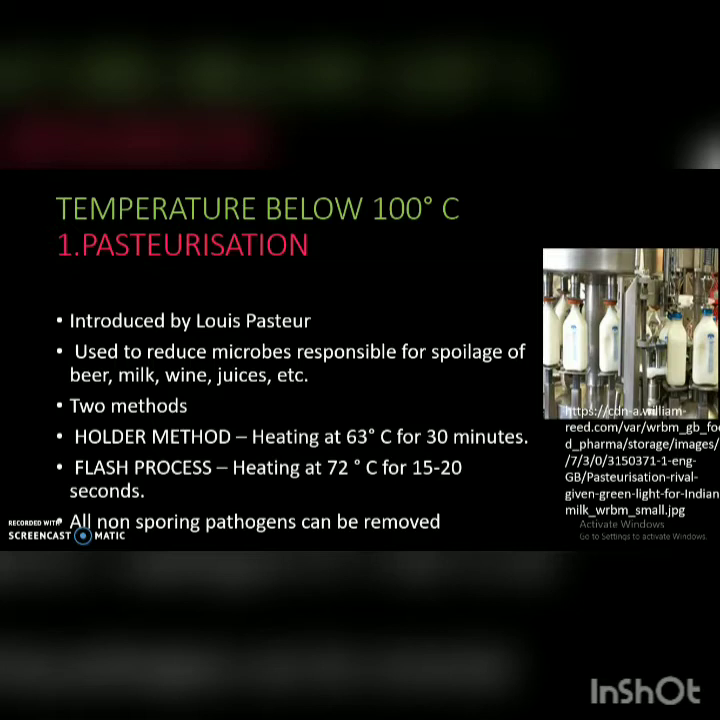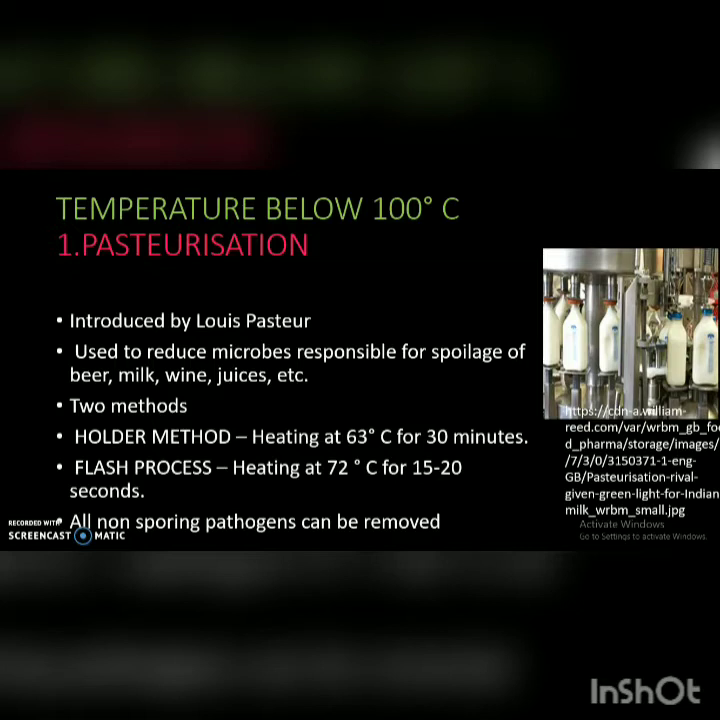First we can see temperature below 100 degrees Celsius. Pasteurization. You all are familiar with pasteurization. It was introduced by Louis Pasteur and it is used for reducing the number of microorganisms responsible for the spoilage of beer, milk, wine, juices, etc. Nowadays it is widely used for the pasteurization of milk.